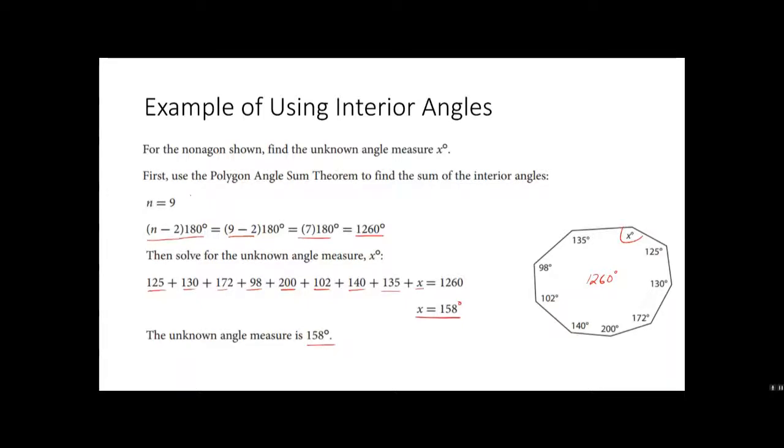So again, we had to combine like terms for these terms, and then use the subtraction property, and you end up getting x equals 158 degrees.